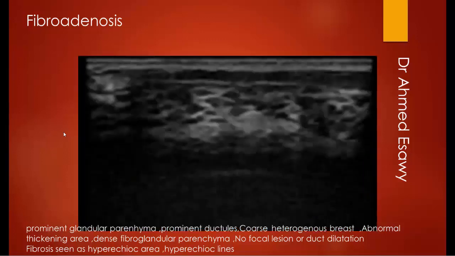This is an area seen with areas of fibrosis, hyperechoic area, hyperechoic line, coarse, heterogeneous, prominent fibroglandular parenchyma, no mass, no focal lesion, no ductal ectasia.